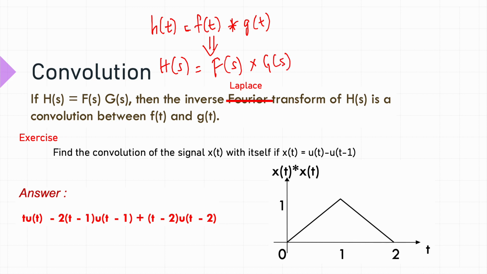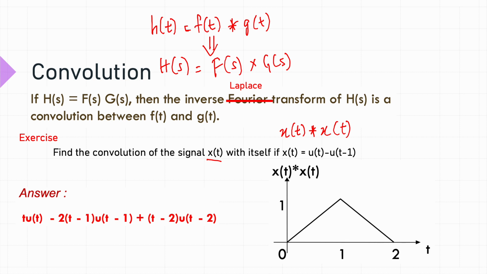So for example, in this exercise, find the convolution of the signal x(t) with itself. So what does the question ask actually? x(t) is convolved with itself, meaning that x(t) is convolved with x(t). So how to solve this?